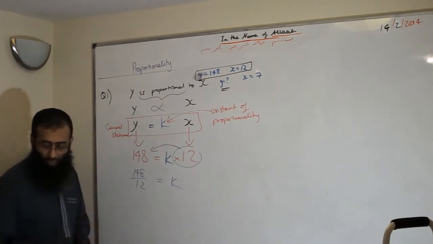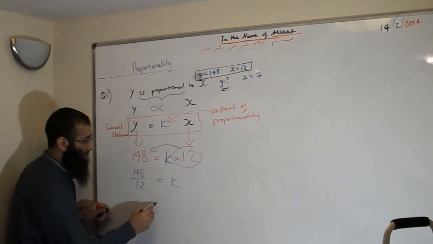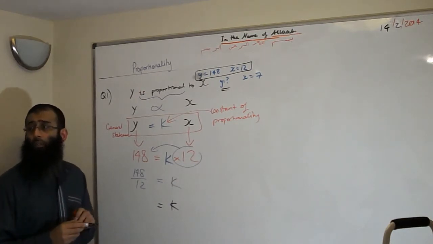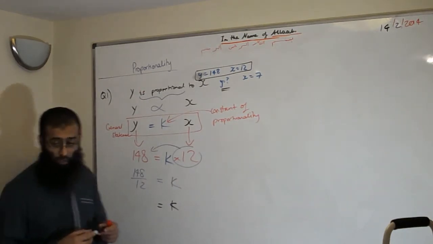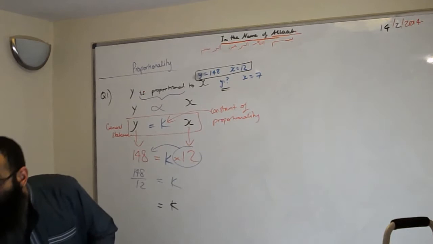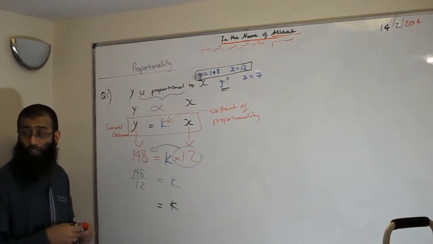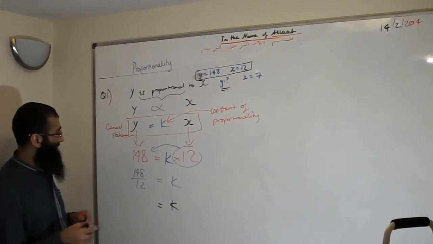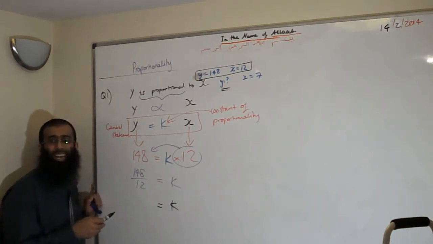So has anybody got any offers on k value? 12.3 recurring dot. Okay, 12.3. Has anybody got it as a fraction? What does that give as a fraction? 37 over 3. Okay, right. 12 and a 12.33 recurring.